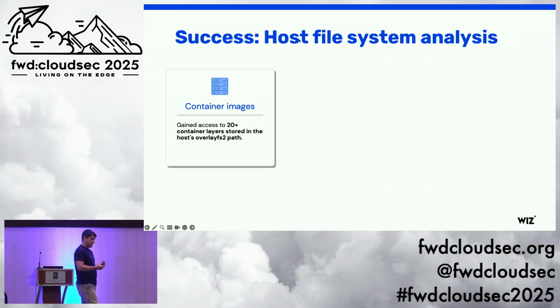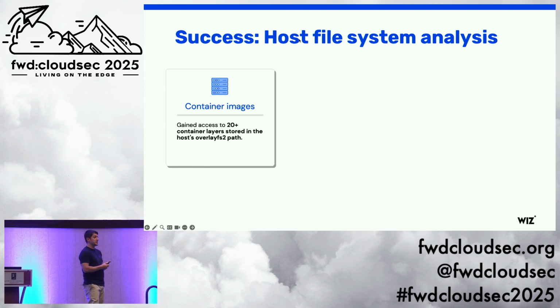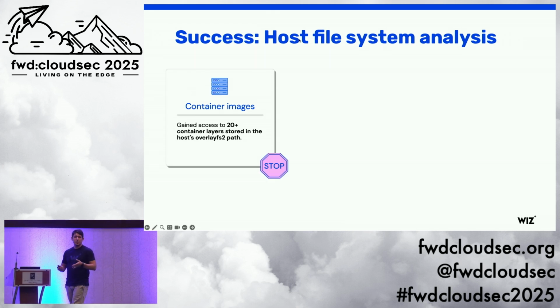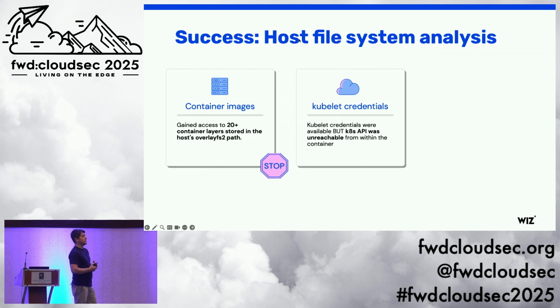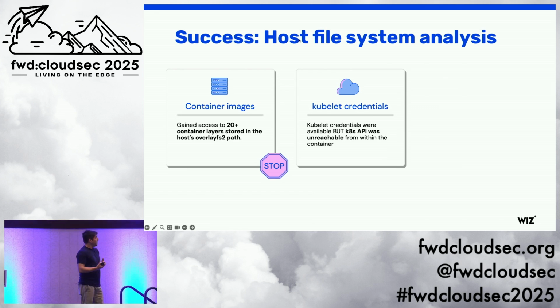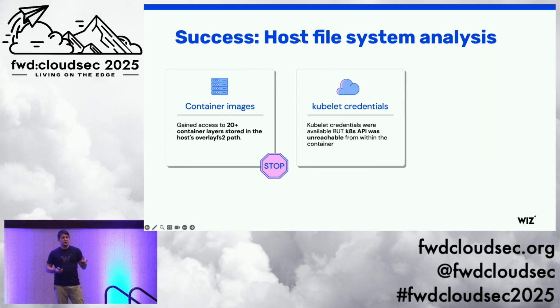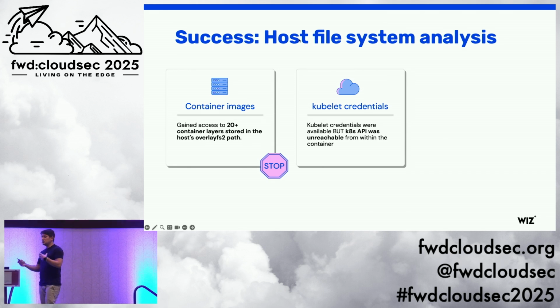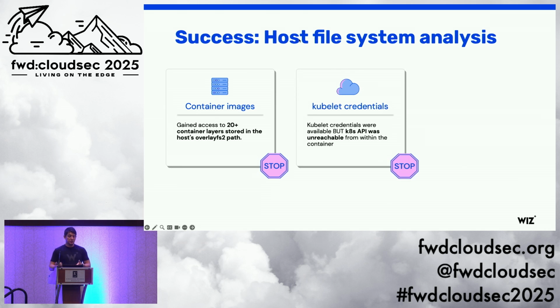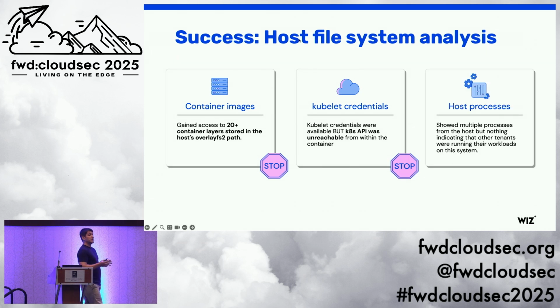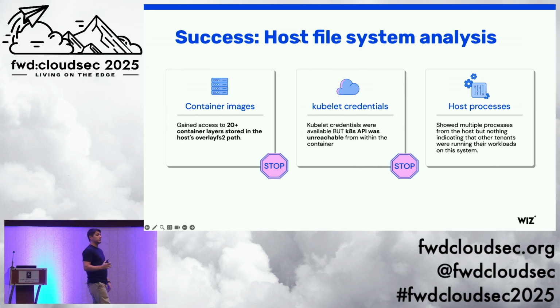In this case, and because there were only 20 container images, it doesn't look very promising for cross-tenant access. Next, on the host file system, we found the kubelet credentials. This proved one of the things that we wanted, which is that the host was a Kubernetes cluster. Then, using those credentials, we tried to gain access to the kube API, but due to networking limitations and security controls, that was impossible.